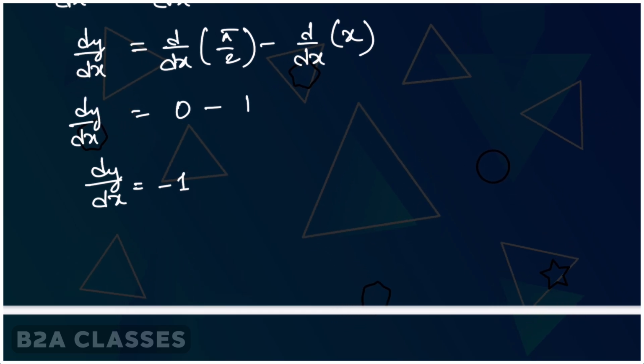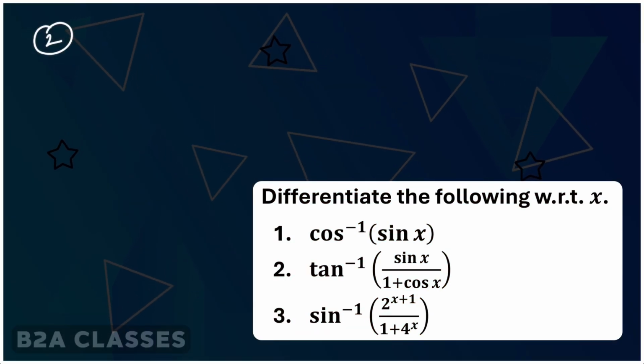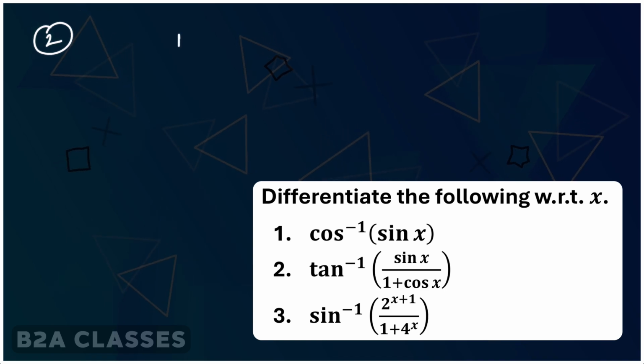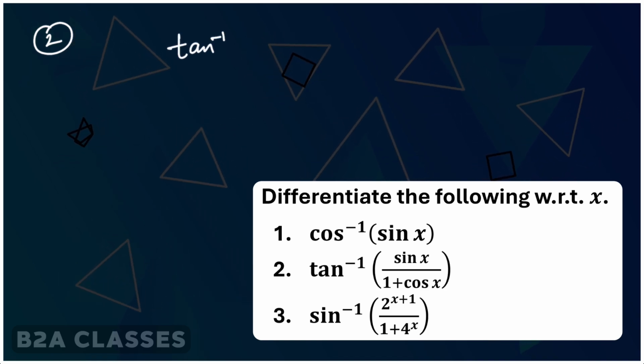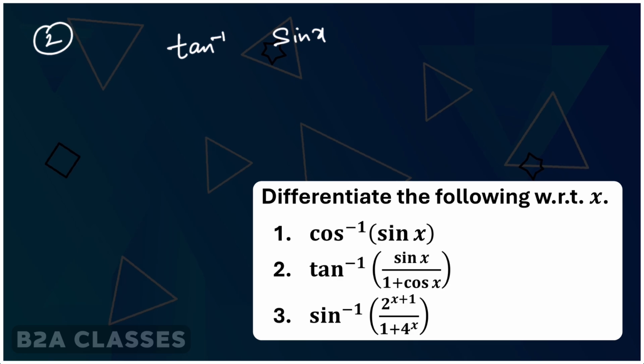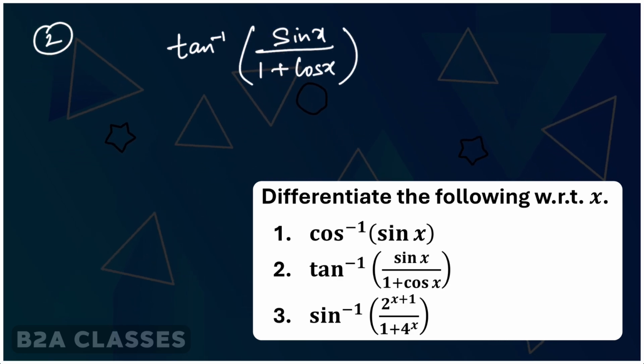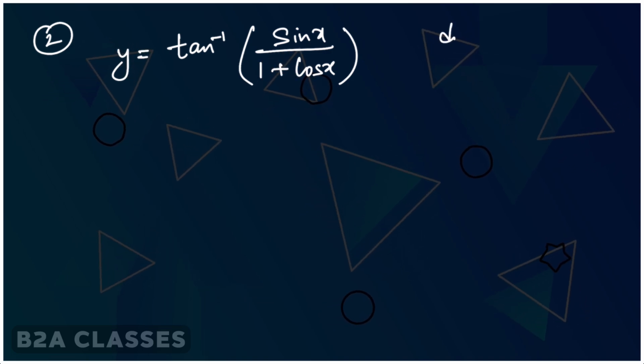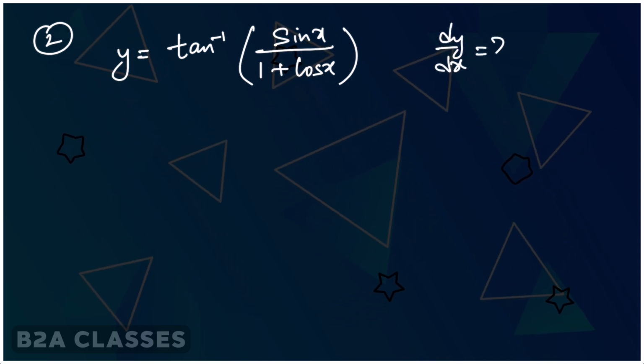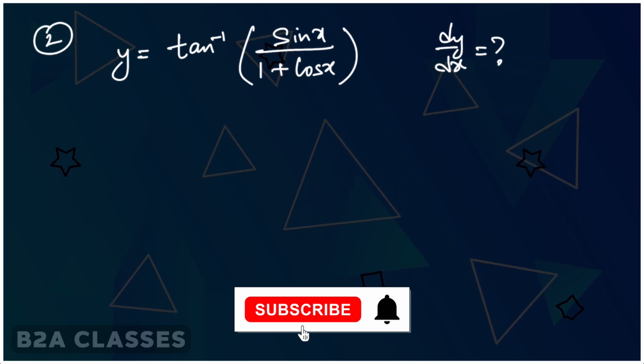Now we'll move on to question number 2. So in the next question, the function given to you is tan inverse of sin x by 1 plus cos x. This is the function. Okay? Let's say this is y and we have to find dy by dx. So we will use some formulas here.